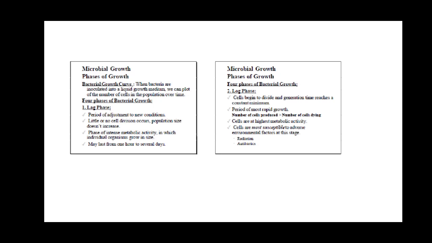The cells are highest in metabolic activity. The cells are most susceptible to adverse environmental factors at this stage, like radiation and antibiotics. So in the log phase, the cell is active in nature, actively increasing its progeny. Then the cell is also sensitive to different things like radiation and antibiotics. It is also susceptible to environmental factors at this stage.